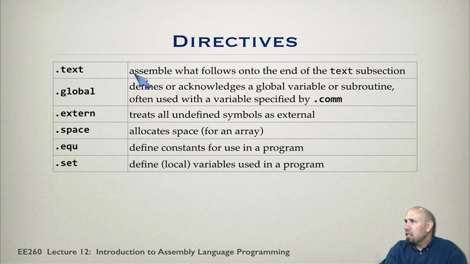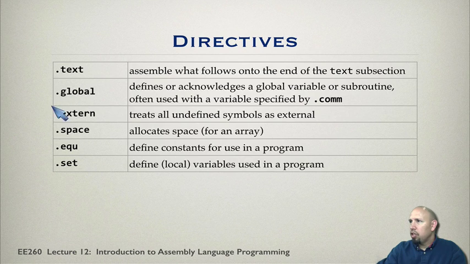The .text directive assembles what follows onto the end of what's called the text subsection. Okay, so a program can be defined up into various sections. You can have a data section, you can have a text section, and so forth. The data section and the text section are the two main sections that we would work with. .global defines or acknowledges a global variable or subroutine. A subroutine generally will need to be defined as global, and it's often used with a variable specified by .comm. So .comm is one way of working with variables.